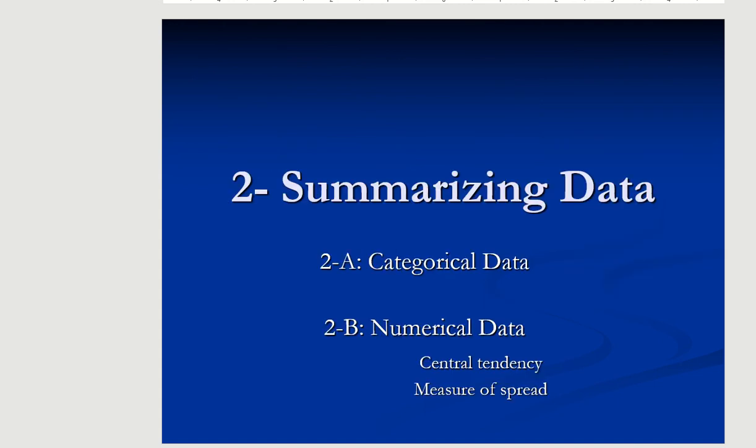Okay, so that concludes the first part of this lecture. The second part is how do we summarize these data? So how do we summarize categorical data? How do we summarize numerical data? That is going to be in the next part of this lecture.